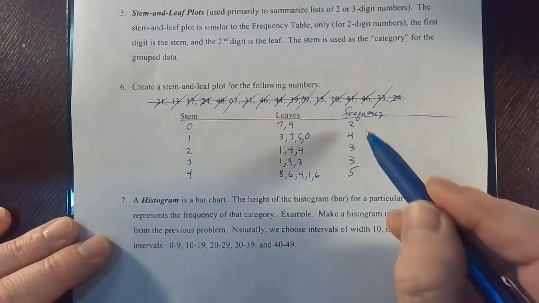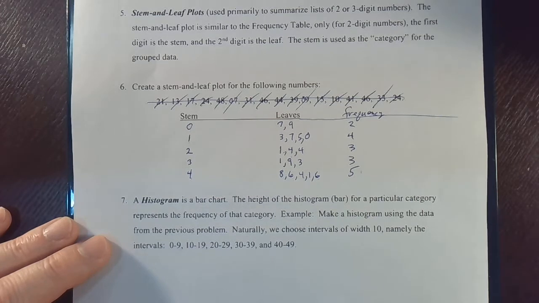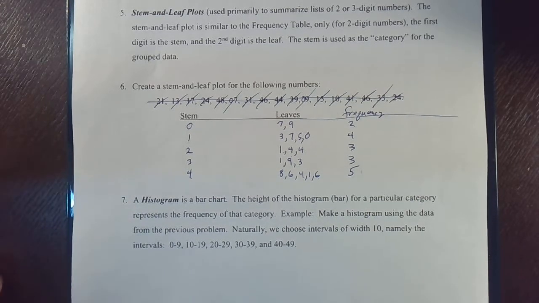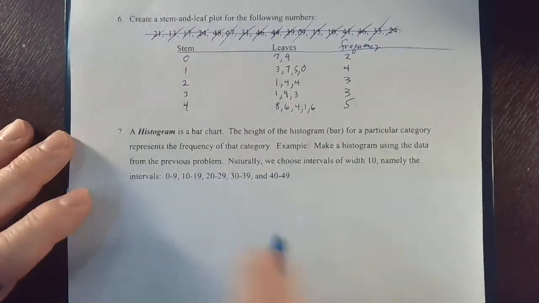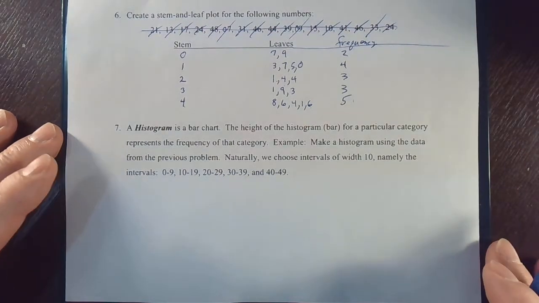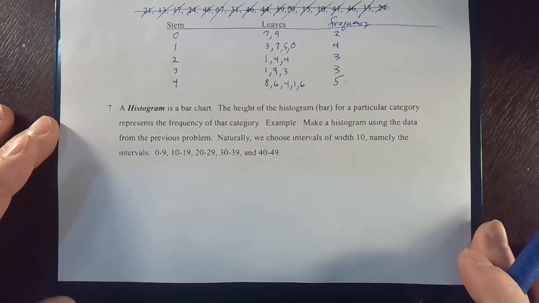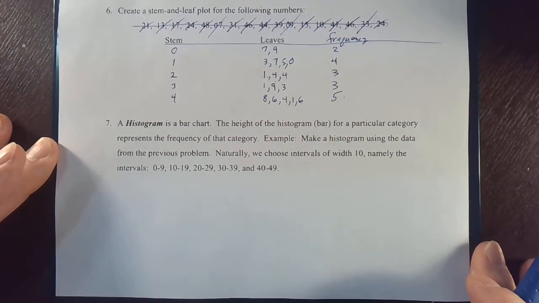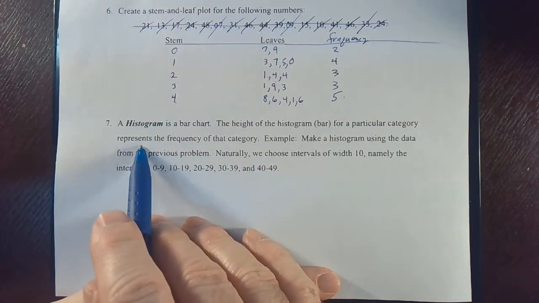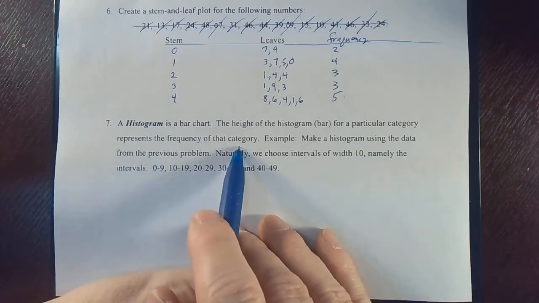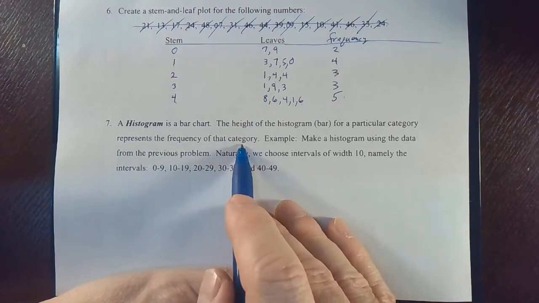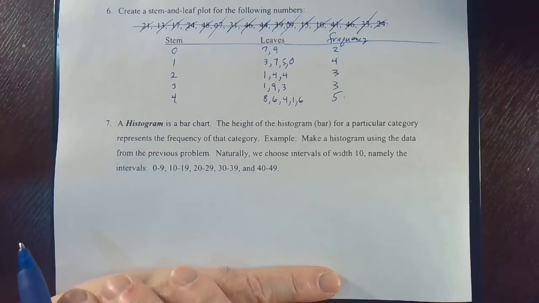And actually, we're going to use these numbers in number 7 when we talk about a histogram. A histogram is just a bar chart. I'm sure whether you know it by the name histogram or not, you've seen them before. The height of the histogram bar for a particular category represents the frequency of that category. The taller the bar is, the greater the frequency is.